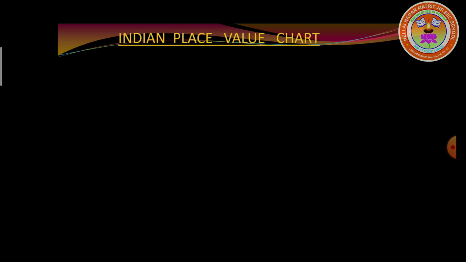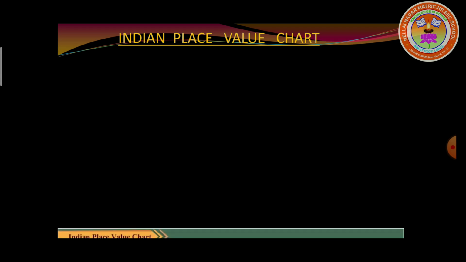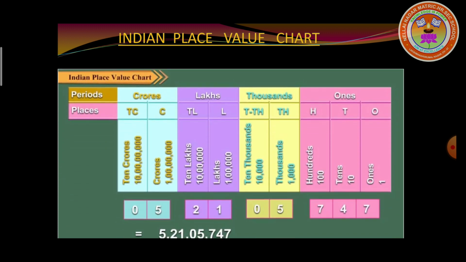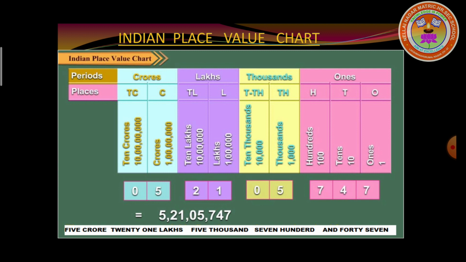The next thing is the place value chart. This place value system consists of two things. One is the Indian place value chart system. Another one is the international place value chart system. First, we are going to see the Indian place value chart system. See this table, children. It consists of two things. The first thing is periods. Another thing is place values.